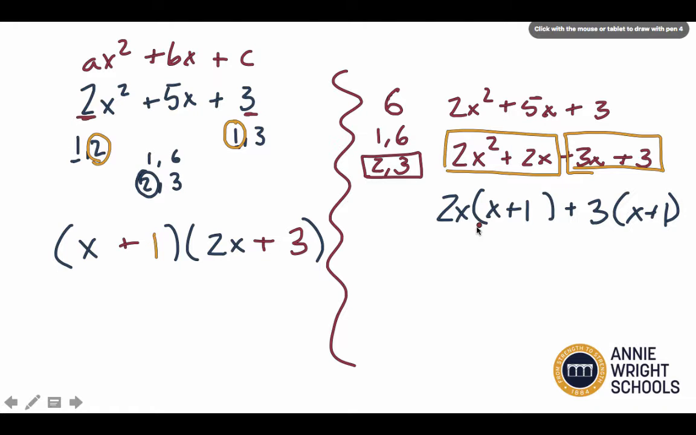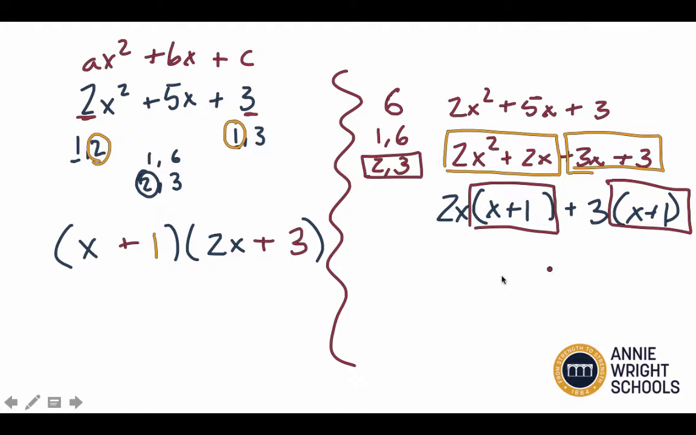Now, here's where it gets tricky. Both terms have an x plus 1, which I can pull out, and I'm left with a 2x plus 3. You get the exact same thing as I got over here, whichever method works best for you. Let's try another example or three.